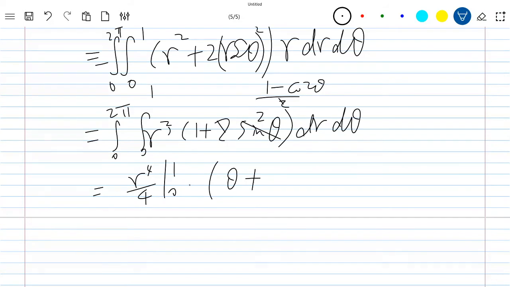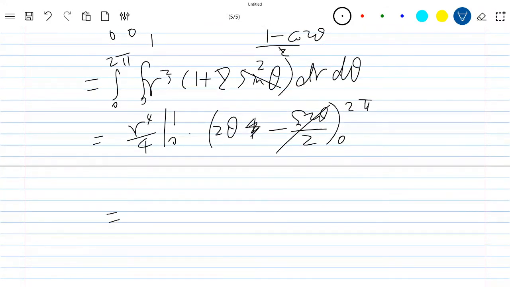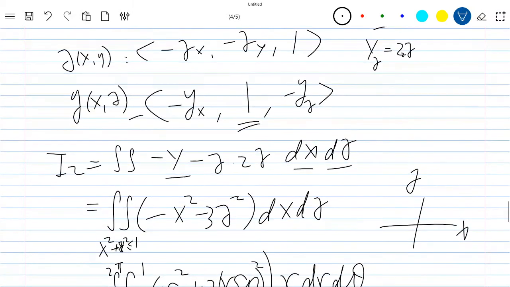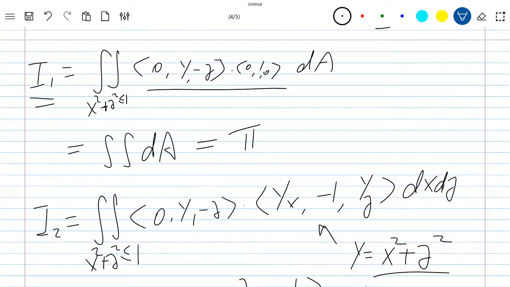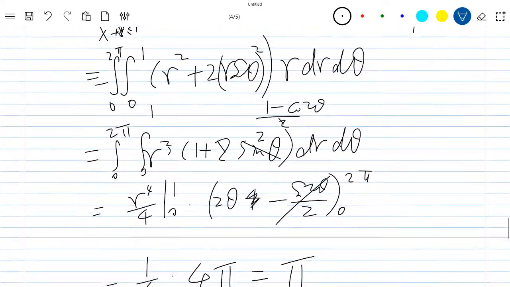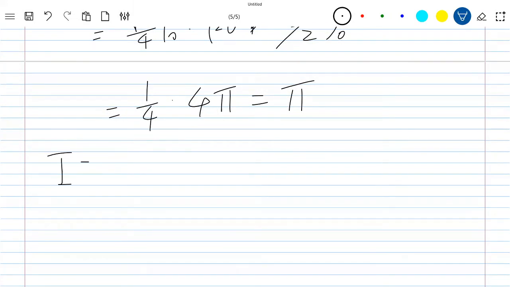So actually you have 1 plus 1, so it's 2. Then you have 2 theta minus sine 2 theta over 2, and plug in 0 to 2 pi. And once again, this is gone. So this is 1/4 times 4 pi. So the answer is just pi. Oh, that's a long way. Alright, is that done? Almost. We have to add this to that. They're both pi, so it's 2 pi. So the total integral is just 2 pi.